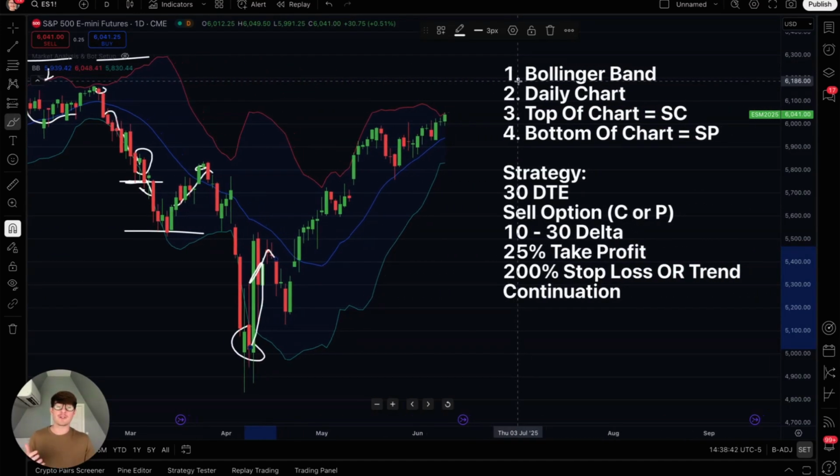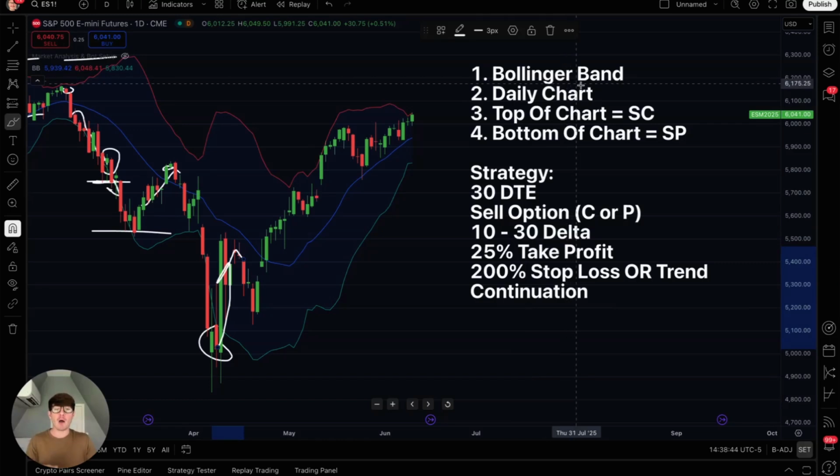But if you want to go do it yourself, this is the playbook. Put the Bollinger Band on your chart, go to the daily chart, do top of the chart, you're going to sell a call, bottom of the chart, you're going to sell a put. This is how you're going to run the strategy, and bonus points if you want to automate it so that it's hands-free. But this is a mind-numbingly simple strategy that anybody can follow.